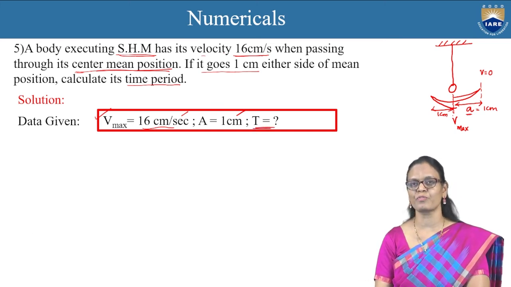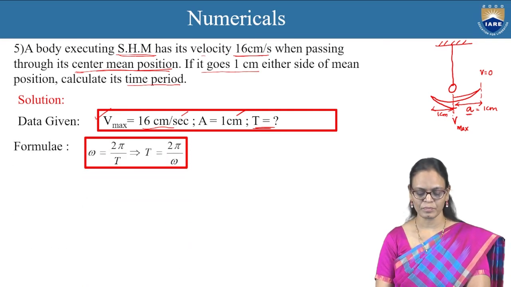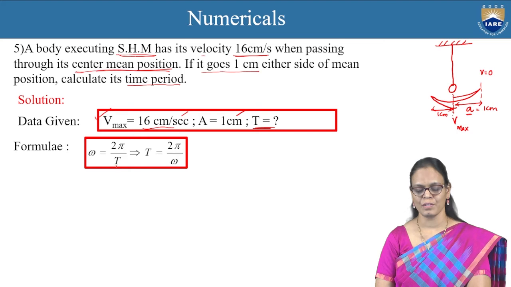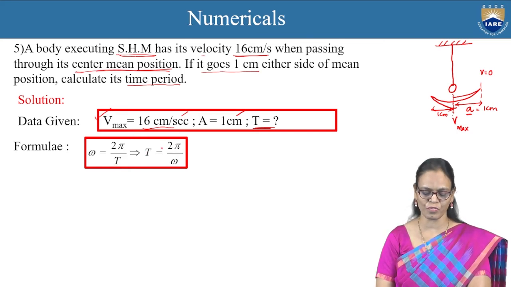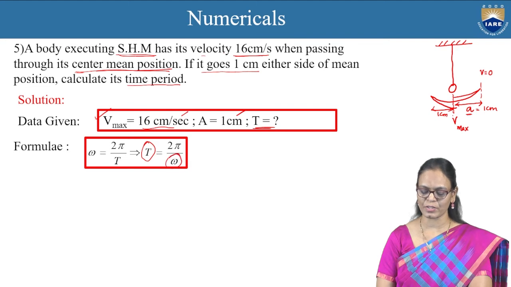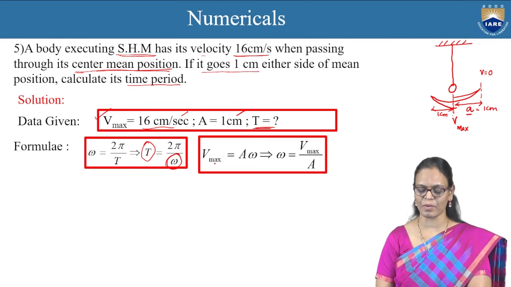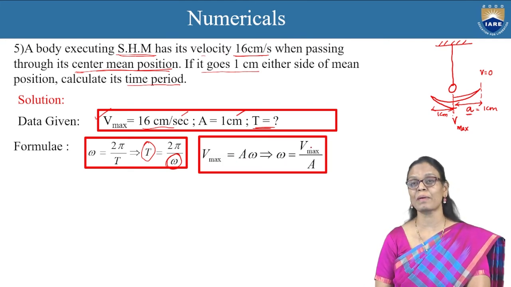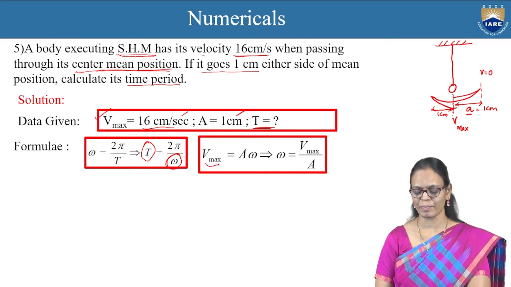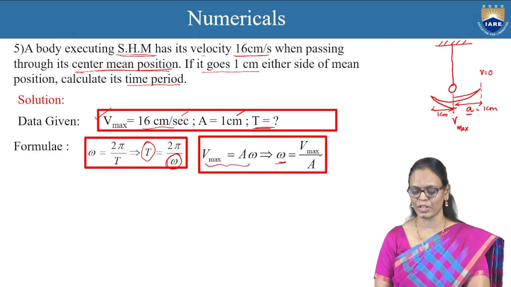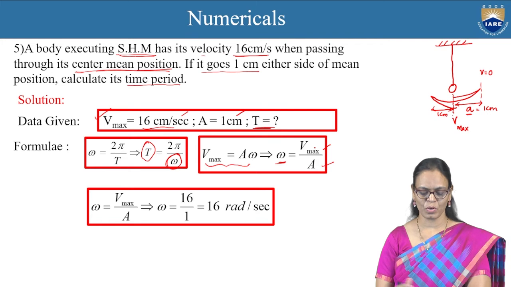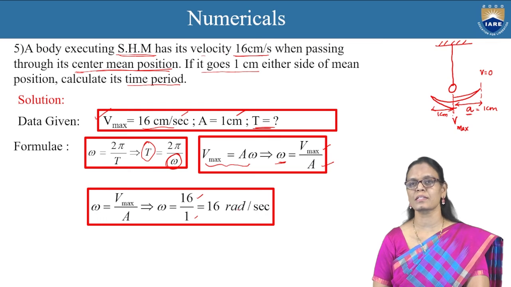What is the formula we have for time period? Omega is equal to 2 pi upon T. So T will be 2 pi by omega. To find the time period, first we need to calculate omega. How do we get the value of omega? We know Vmax is equal to A omega. So omega will be Vmax upon A. From this formula we are writing for omega, because we know Vmax and we know A. So let us first get omega. Omega is Vmax upon A, that is 16 upon 1. So that is 16 radian per second. That is the angular frequency.